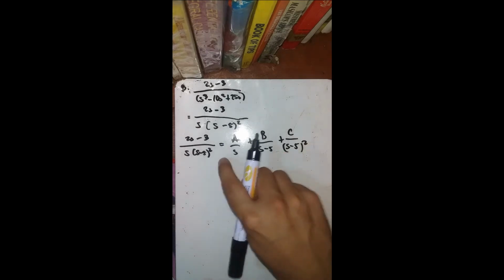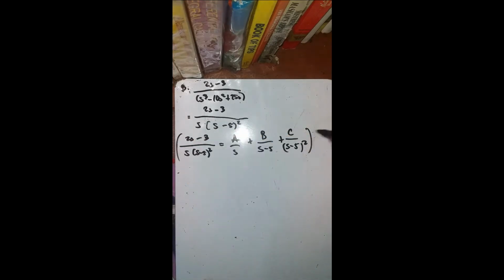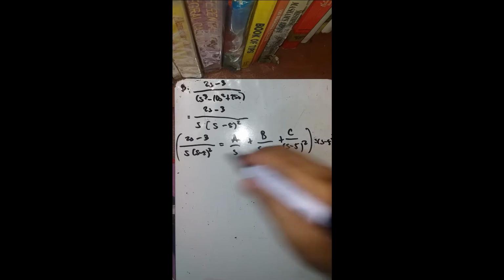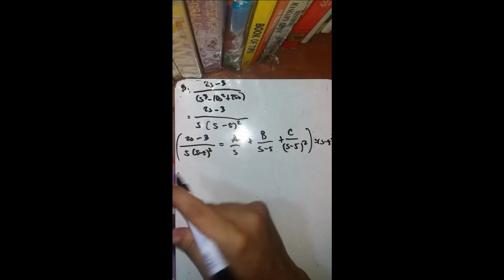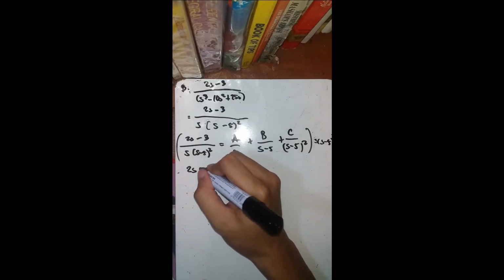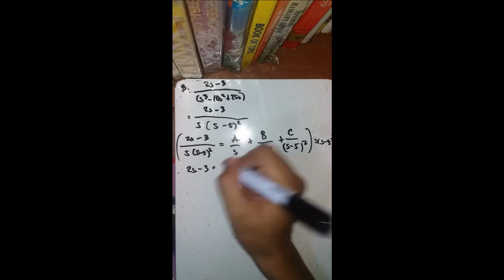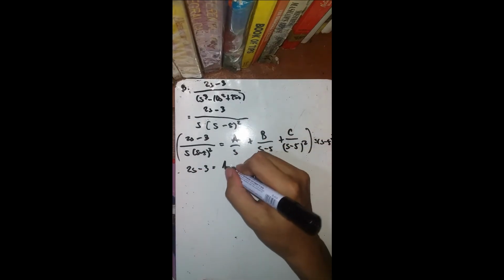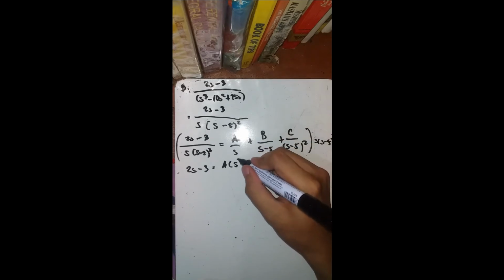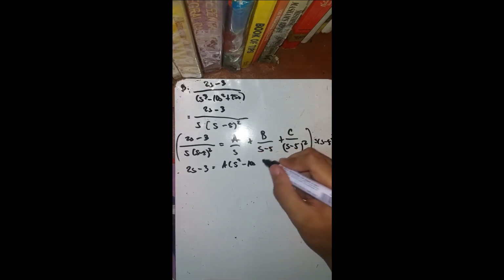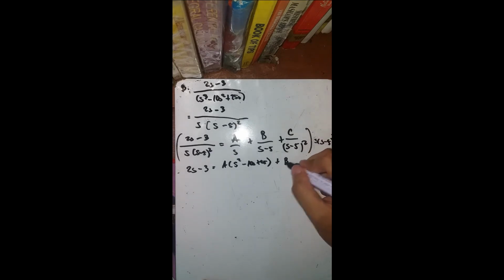Okay, coefficient method meaning I have to multiply everything by your denominator, which is s(s minus 5) raised to 2. So our new equation is 2s minus 3 equal to A times, I'll just expand this, s squared minus 10s plus 25, plus B times s squared minus 5s, plus Cs.